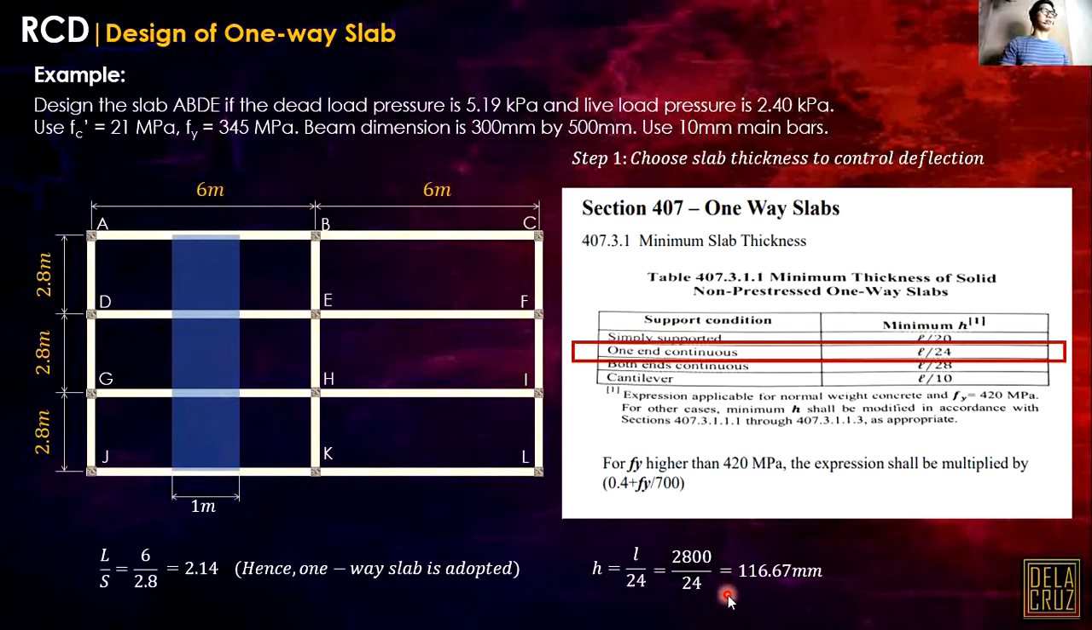116.67. Of course, we round it up to be safer. So maybe I will just use h equals 120 millimeters. It's up to the designer. We can use 125, 130, or even larger. It's really up to us. In this case, I will just use 120. So we have the value of h.